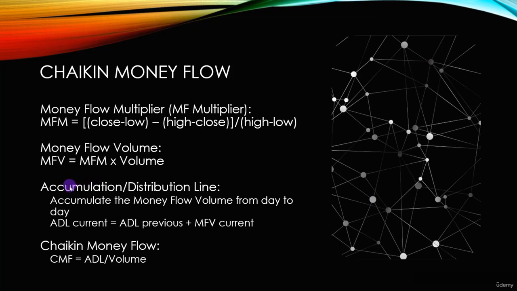Then to compute the accumulation distribution line, or the pressure to buy or to sell line, in other words, we accumulate the money flow volume from day to day. So it's just cumulative. The current ADL is equal to the previous ADL plus the current MFV, which is the money flow volume that we have just computed here. Then the Chaikin Money Flow is just the ADL divided by the volume, normalized by the volume. And this is how we compute this.